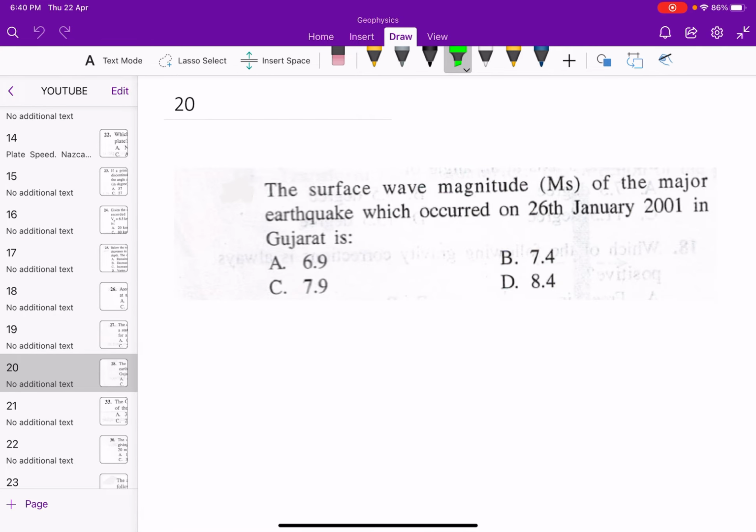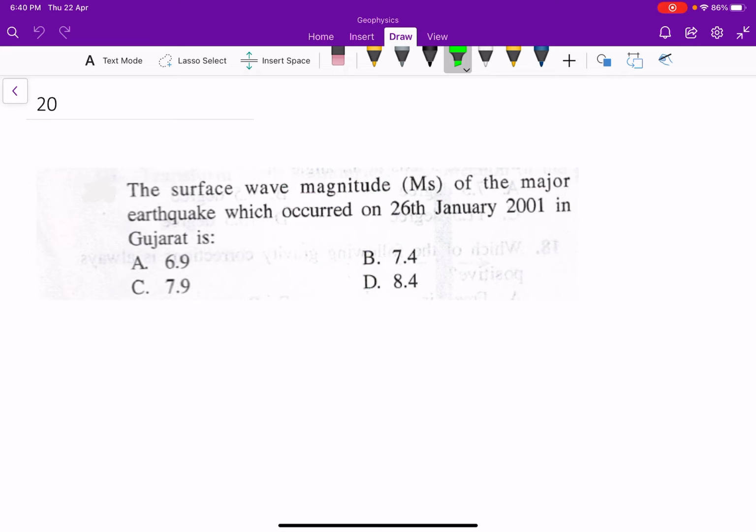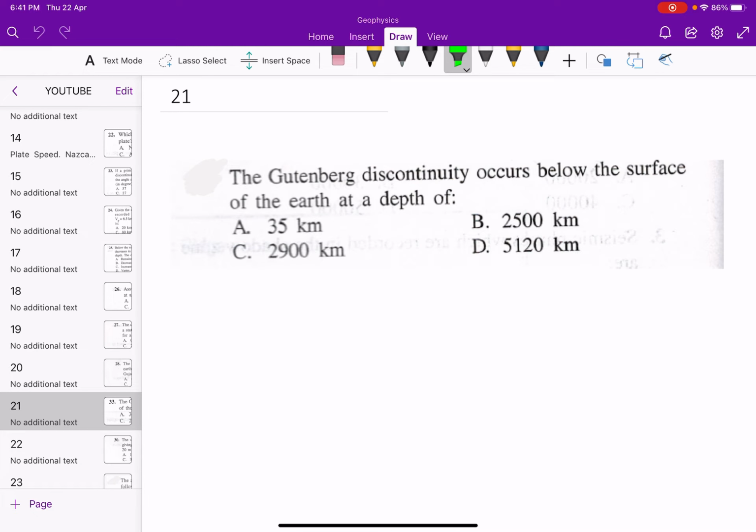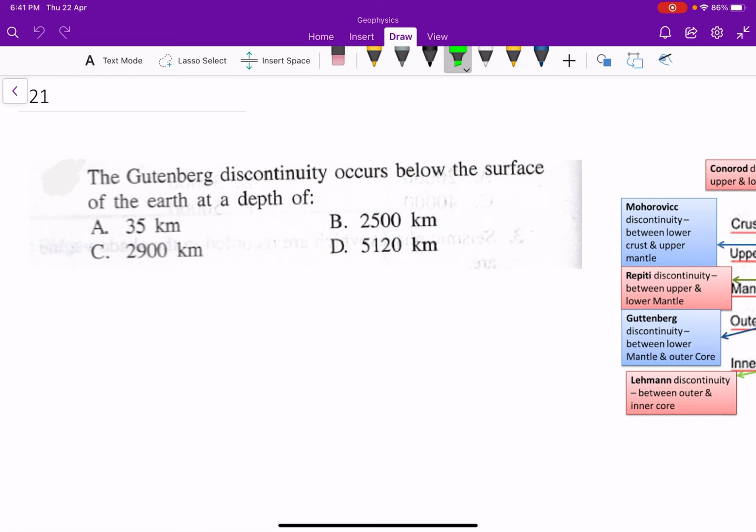Next is: the surface wave magnitude of the major earthquake which occurred on 26th July 2001 in Gujarat is, so the answer will be 7.9. Next is: the Gutenberg discontinuity occurs below the surface of the earth at a depth of, so as you know the Gutenberg discontinuity occurs at the depth of 2900 kilometer. So the answer will be C.